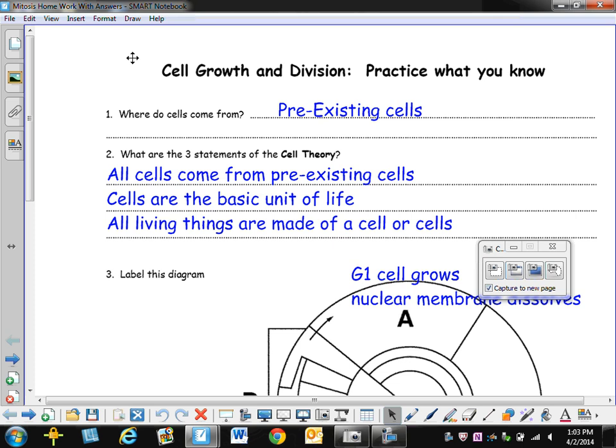All cells are the basic unit of life. There is nothing smaller that is alive than a cell. All living things are made of a cell, because bacteria is one cell or cells.